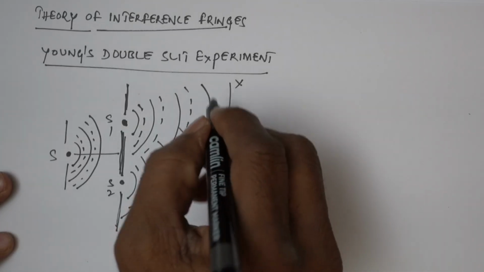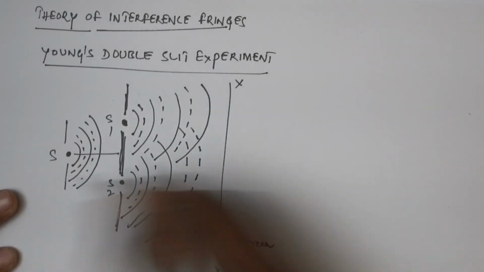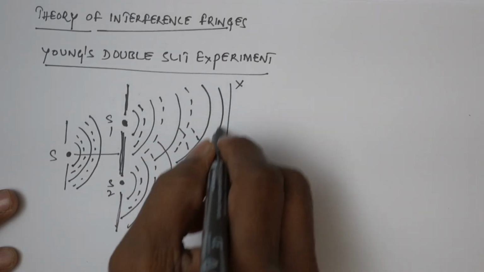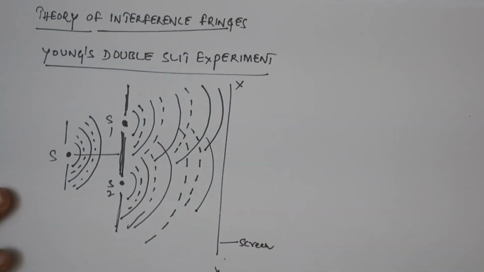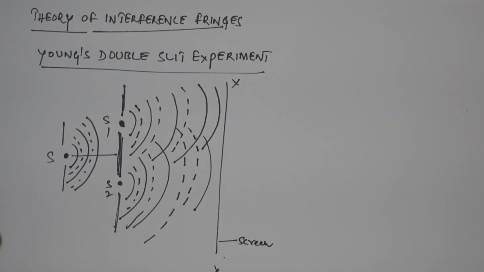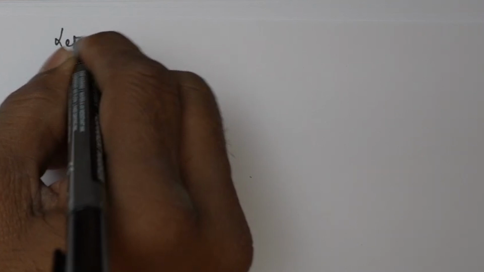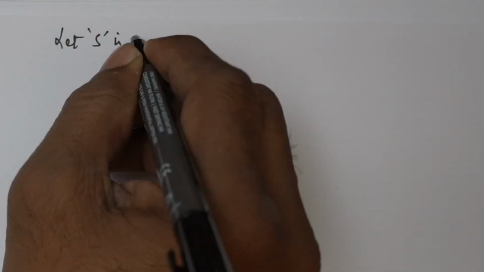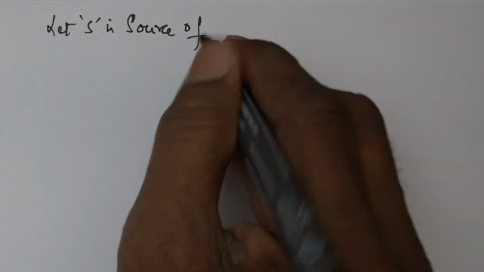Is it clear? So this is what the Young's double slit experiment is telling, and the pattern is produced like this. One wave crest is coming like this and another wave crest is overlapping like this. So there are three possibilities. Is it clear? Now I am writing here: let S be the source of monochromatic light.